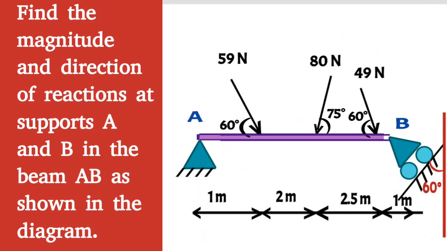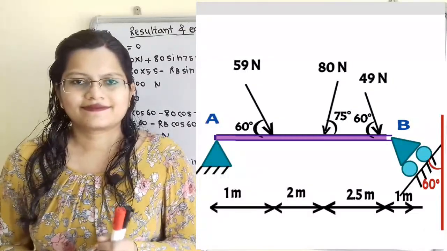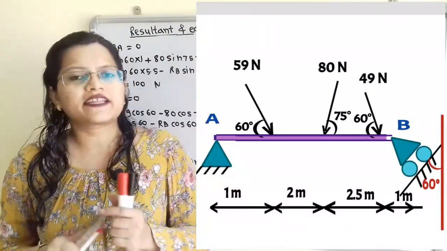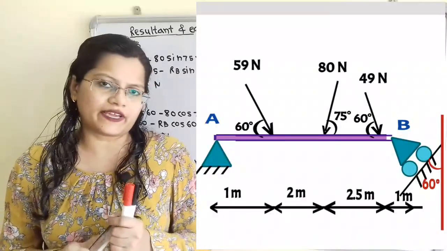Given question, find the magnitude and direction of reactions at supports A and B in the beam AB as shown in the diagram. Let us understand the given question with the help of the diagram.